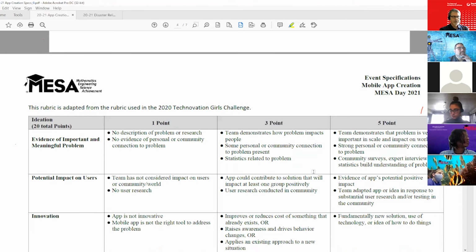But if you can show me that the problem is very important, right? It has a huge impact on that community, on possibly the world. There's a strong personal connection to the problem, right? You have a deep understanding of the problem, and that's gone into your app, right? You've done your research, you've talked to people, you did surveys, had expert interviews, right? So if you're addressing people that help homeless, are you talking to people that help homeless and got information from them, right? Do you have stats to help you build the understanding of the problem? If you can give us evidence of these things, you will get 5 points, right?